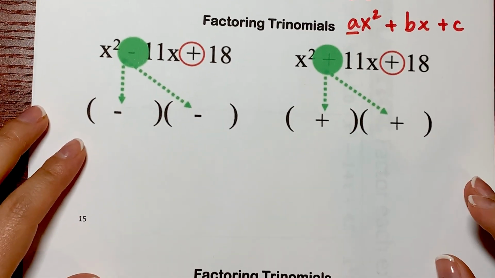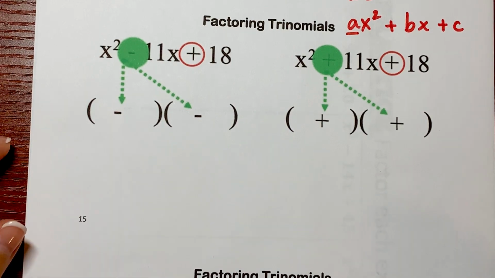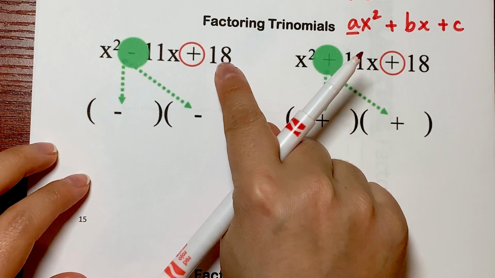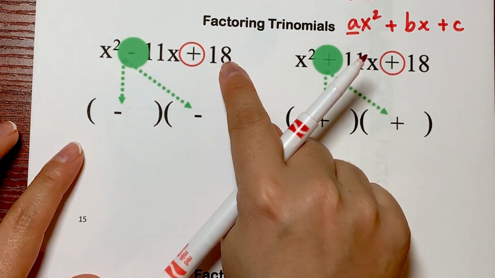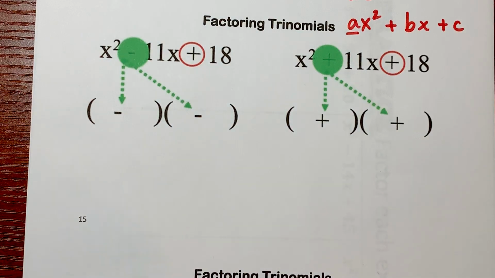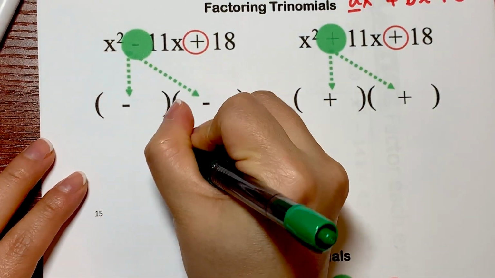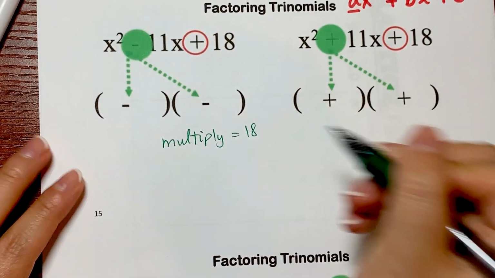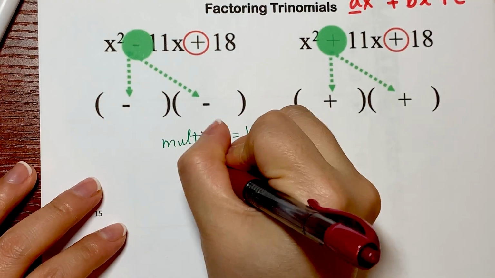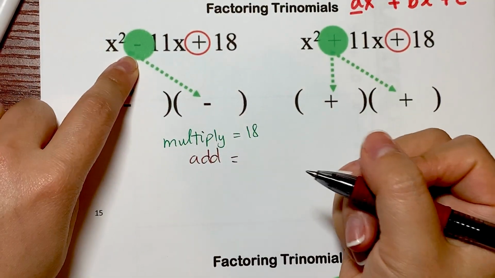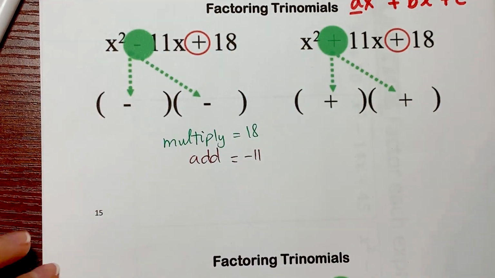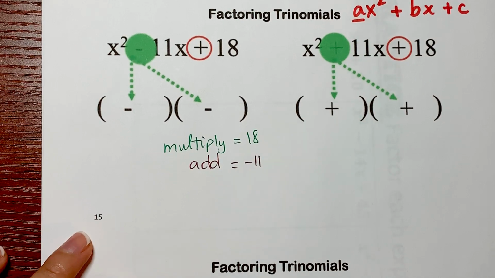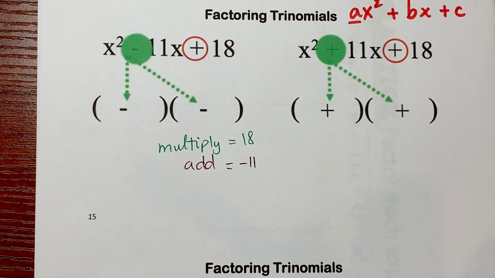Okay, so the way that we're going to do this is we're going to be looking at the last number, factor it, and try to find two numbers that multiply to give this 18, but add to give you the middle term, which is negative 11. Okay, so we're going to list out all the factors for 18. Factors mean two numbers that multiply to give you 18.